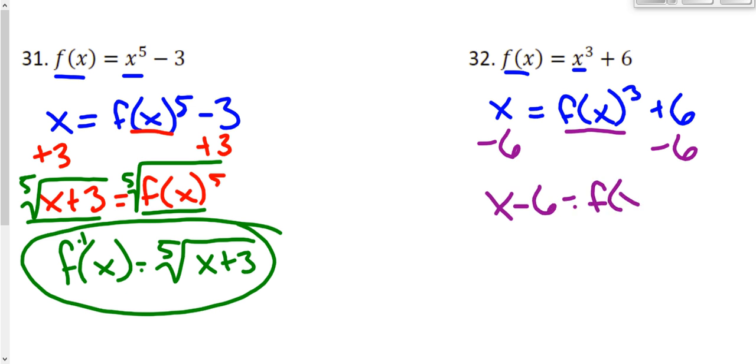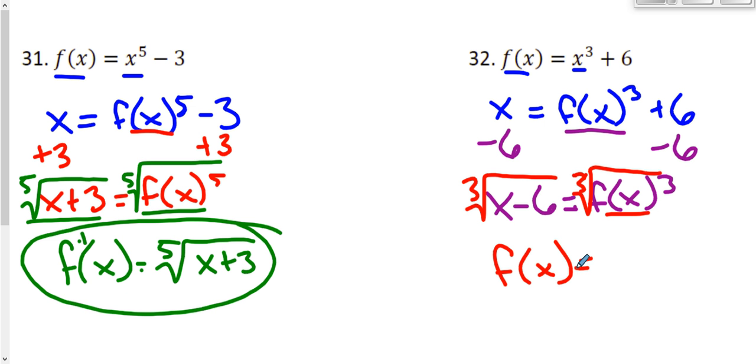That gives us x minus 6 is f of x cubed. And then we can undo the cube by cube rooting both sides. Cube root there, cube root there. Again, the f of x is now completely unwrapped, and it's going to equal the cube root of x minus 6. And that inverse is, again, all done.